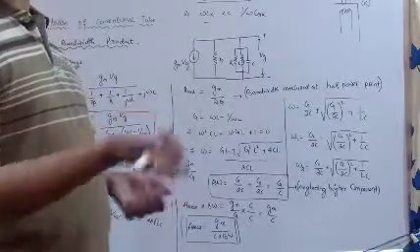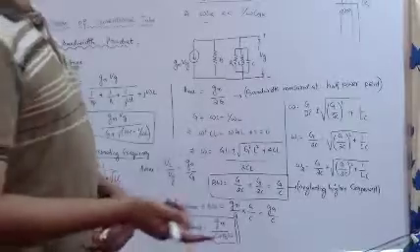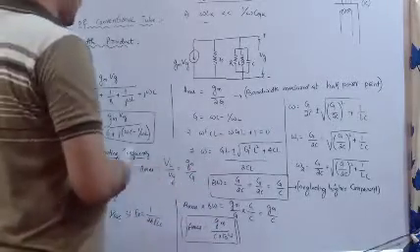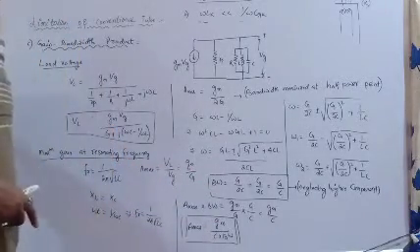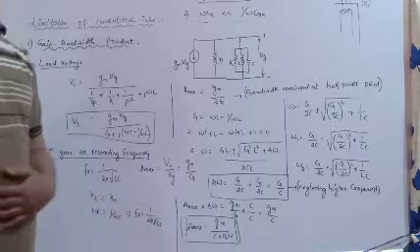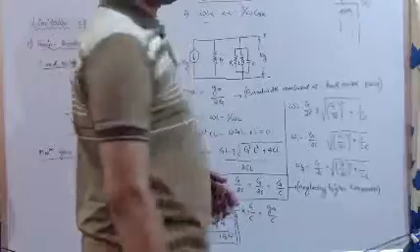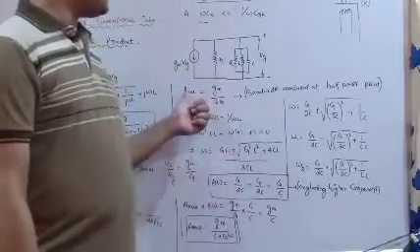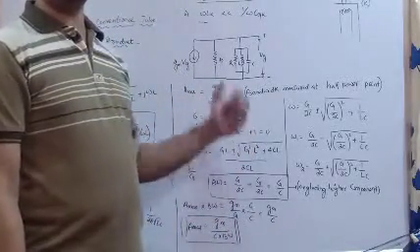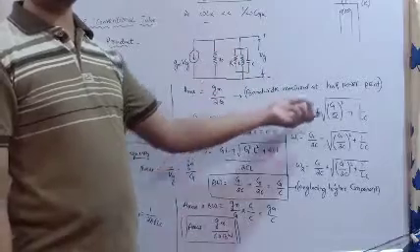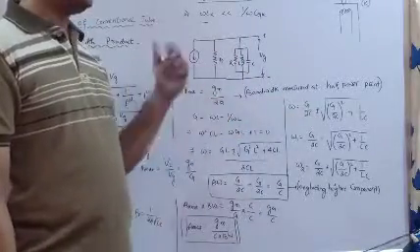Now we need to calculate the bandwidth. How are we going to calculate it? The bandwidth calculation is done at the half power point. So the bandwidth is measured at the half power point. So A max is equal to Gm by 2G. So the gain at the half power point is Gm by 2G.